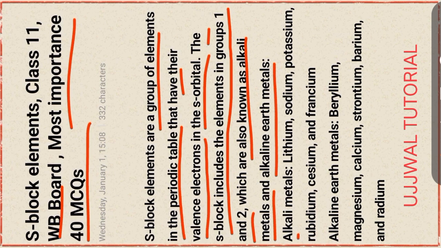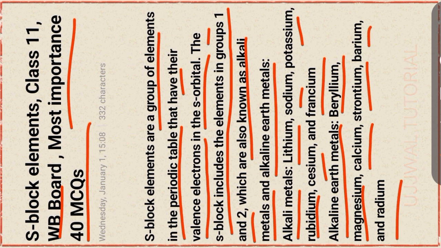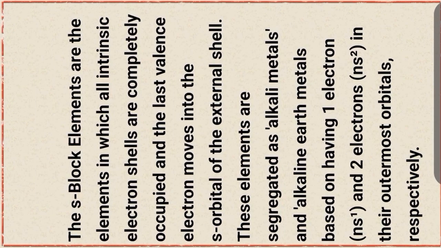and alkaline earth metals. Alkali metals: lithium, sodium, potassium, rubidium, cesium, and francium. Alkaline earth metals: beryllium, magnesium, calcium, strontium, barium, and radium. Now, S block elements include group 1 and group 2. Group 1 is called alkali metals, group 2 is called alkaline earth metals.